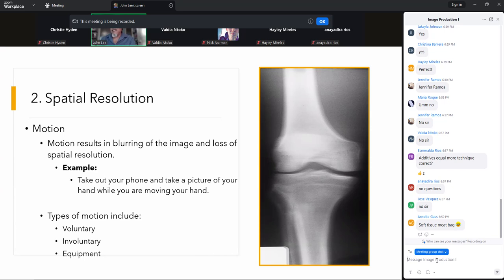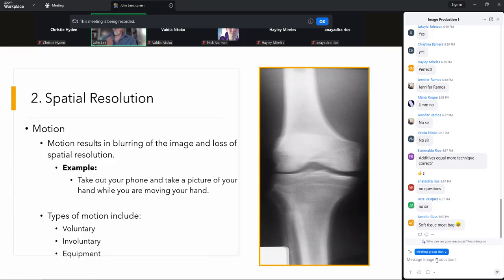If a patient's been in an accident, they've had trauma, and the muscles are contracting without any control from the patient, that could be detrimental as well, depending on how hard that patient spasms. And then, of course, equipment.